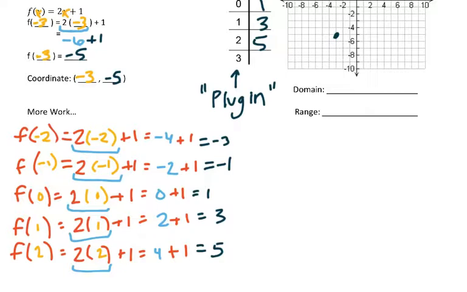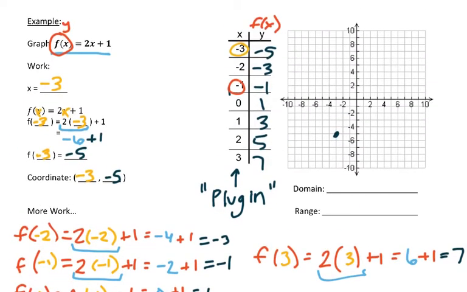And then the last one, and maybe you've found a pattern, the fact that it's going up by 2 each time. So I'm going to guess it's 7, but we may as well do the work to show what's happening. So we have f of 3. That's then going to be 2 times 3 plus 1, or 6 plus 1, which is going to equal 7.